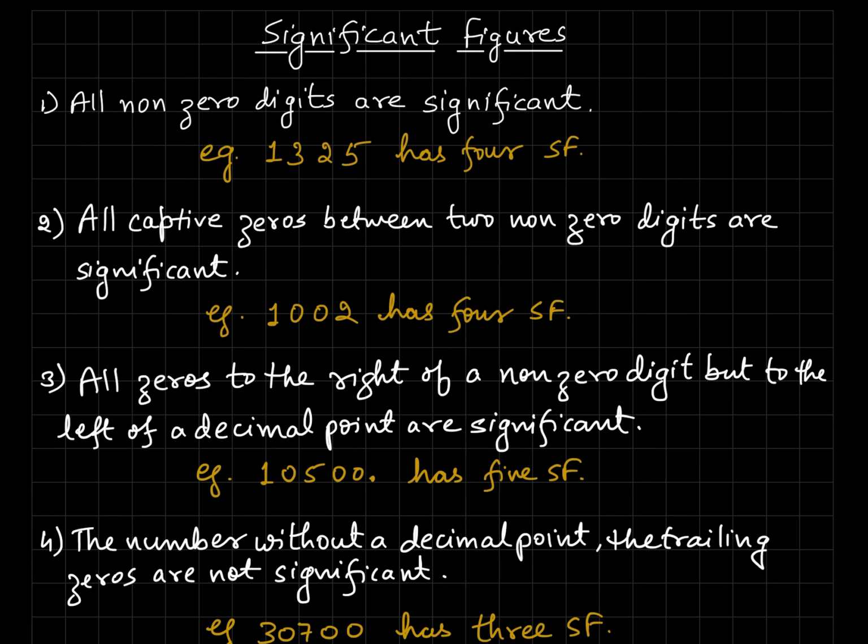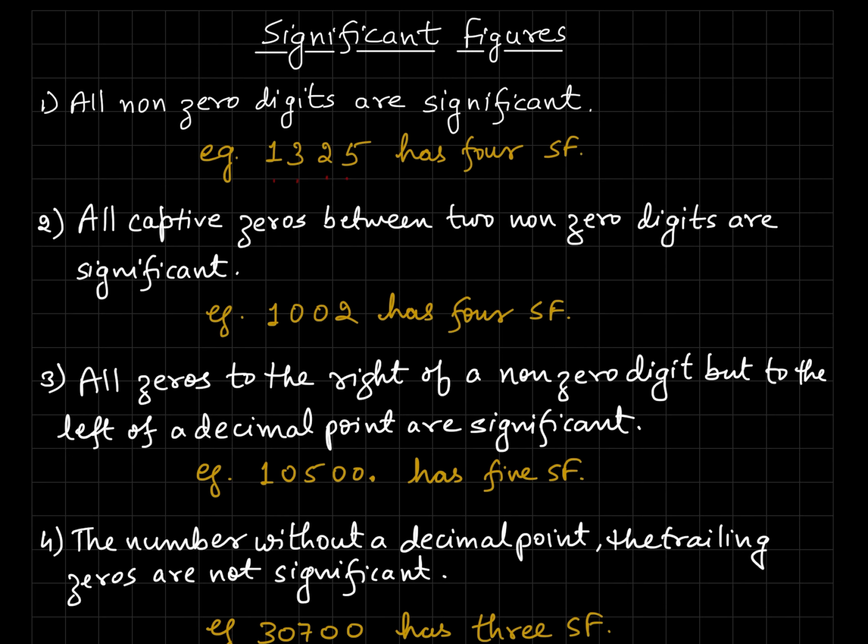The first rule is that all non-zero digits are significant, always. Like I have written here 1325. It means it has four significant figures: 1, 2, 3, 4. We cannot just write 1300, because 1325 means 1325. These are all constant numbers.